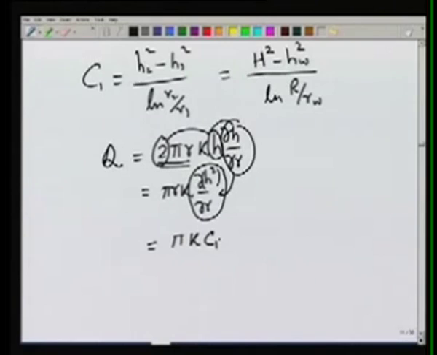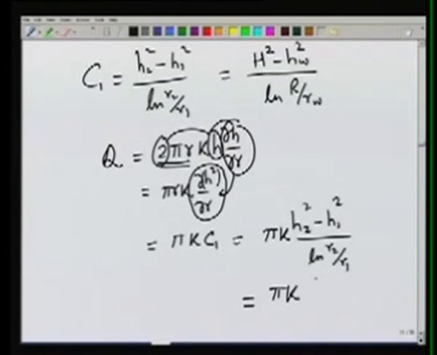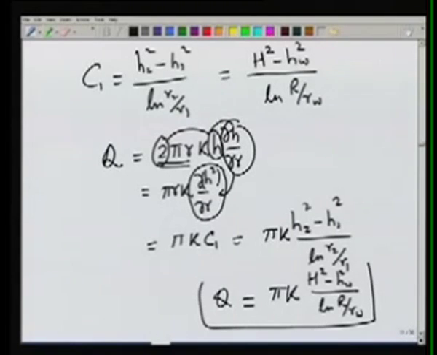So it will become pi k C1, which we have already derived in terms of h1 and h2, or if we take the radius of the well and the radius of influence. Now as we have seen for the confined aquifer case, measurement of drawdown is much easier. Therefore, we want to express this equation in terms of drawdowns.